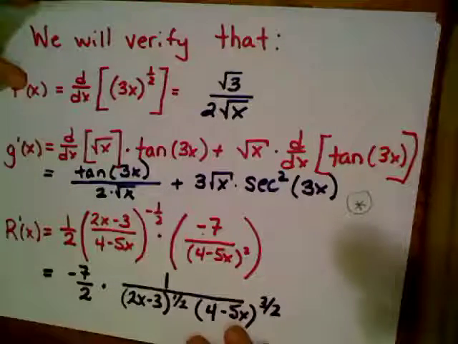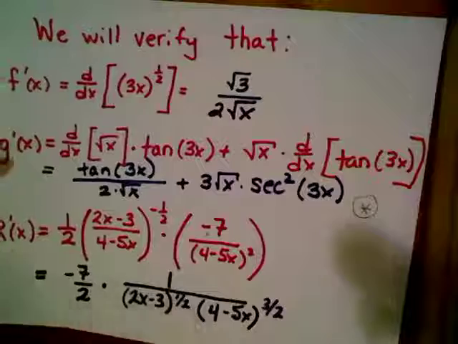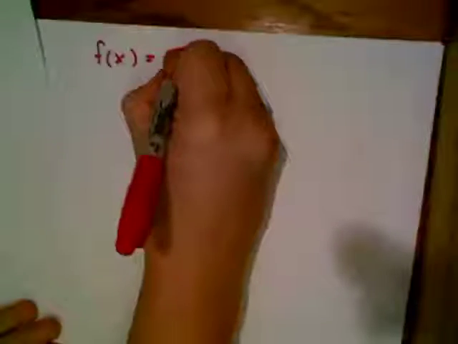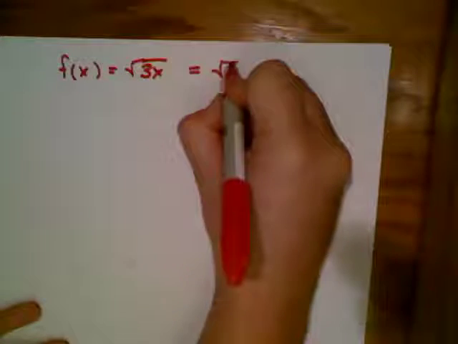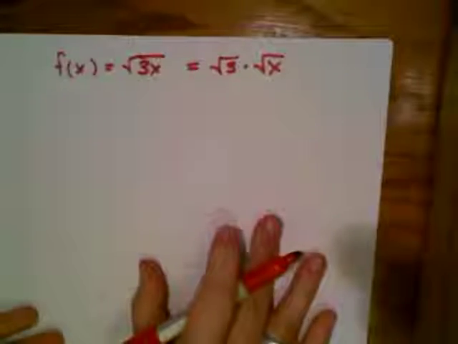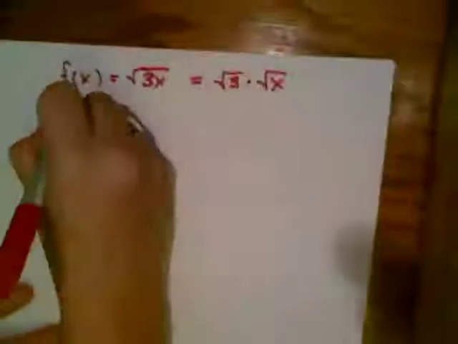Okay, so let's start back with function f. If f of x is square root of 3x, we can treat this one of two ways. Some of us might want to just think of this as the square root of 3 times the square root of x using a property of radicals.